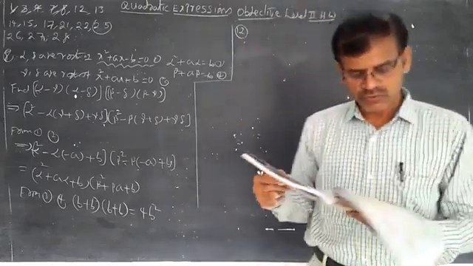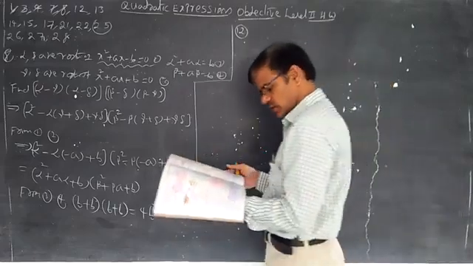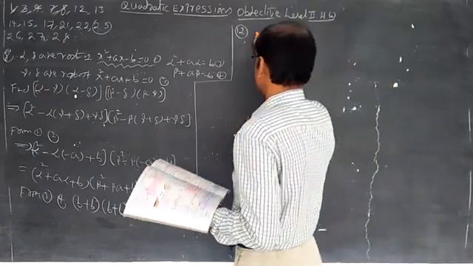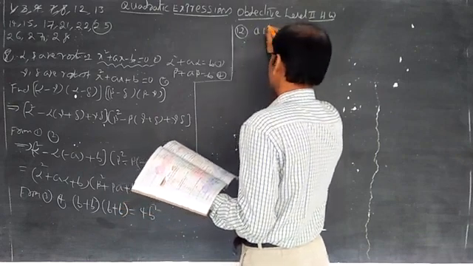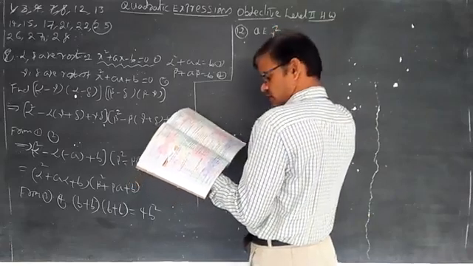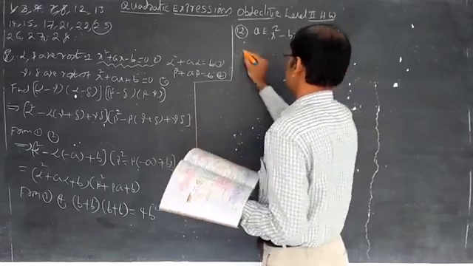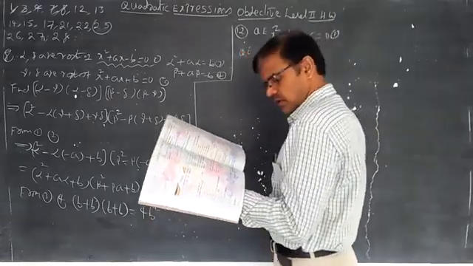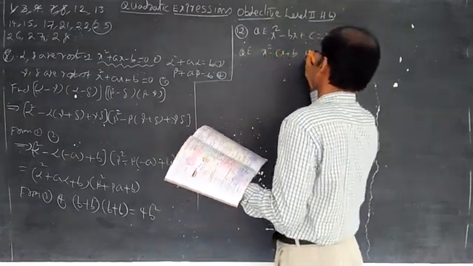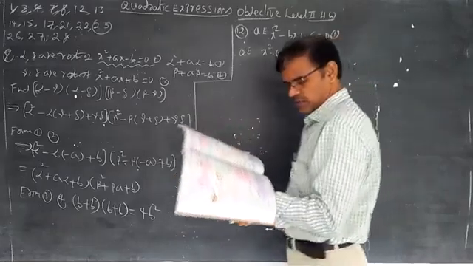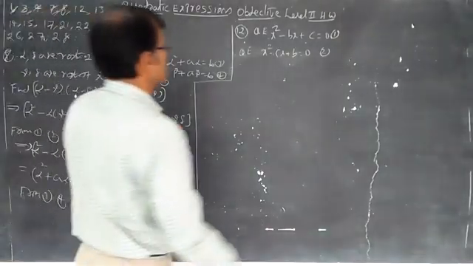If the difference of the roots of one equation is equal to the difference of the roots of another equation, then what is the value of b plus c? The condition is b not equal to c. QE1, I am writing: x square minus bx plus c is equal to 0. This is the first equation. Another, QE2: x square minus cx plus b is equal to 0. This is the second equation. Then you should calculate the value of b plus c.